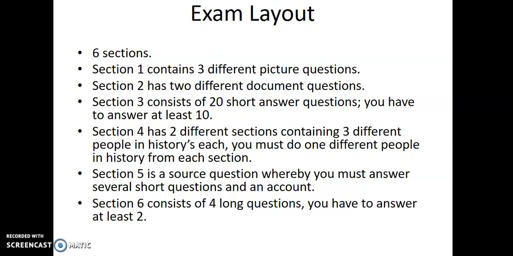So you'll see section 1 is what we call the picture questions and the short questions, and there'll be 3 of them. Section 2 will be analysing your skills of a historian, as a document, with 2 different document questions. For want of a better word, you'll be doing comprehensions, so reading and answering the questions.